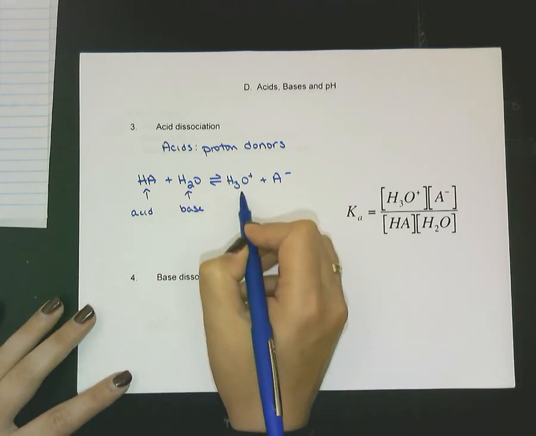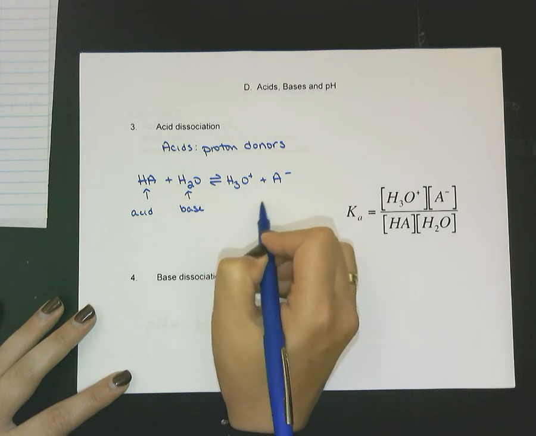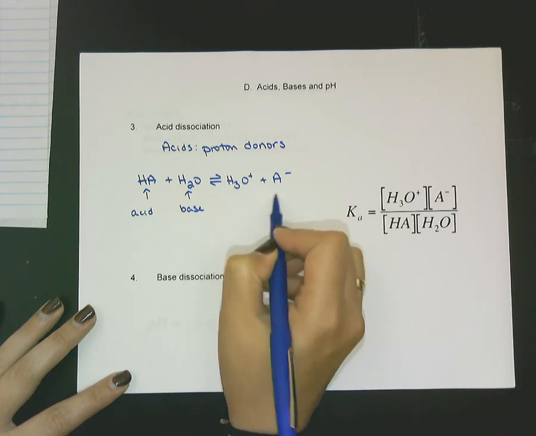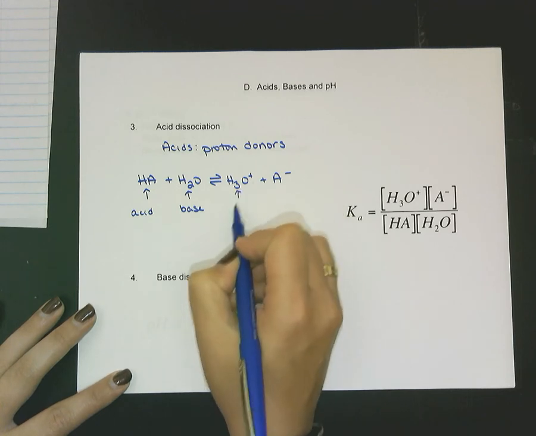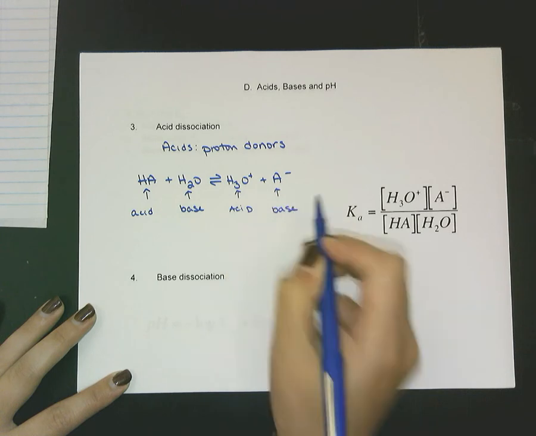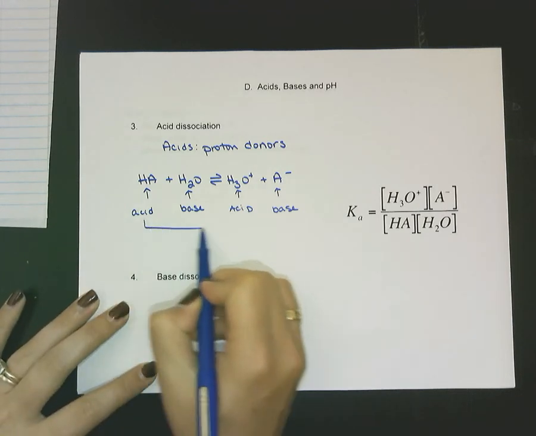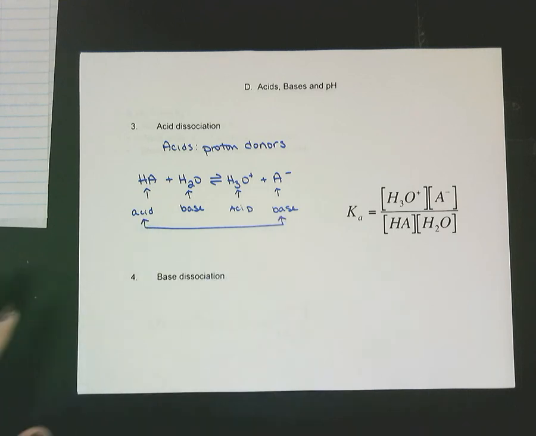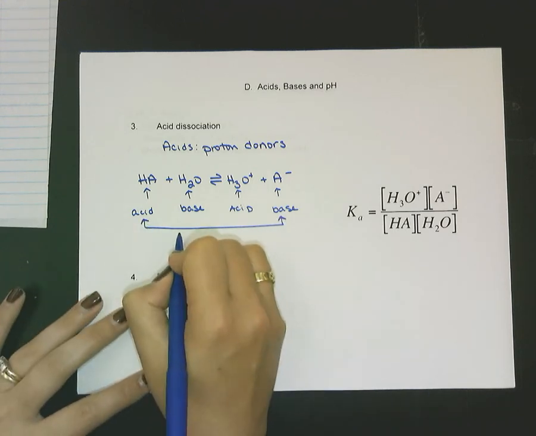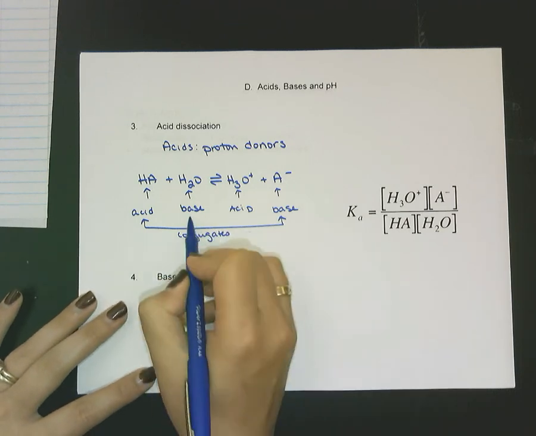Over on this side, which one of these two is acting as the acid? Which one of these can give away a proton? Hydronium or A-? Okay. All right, so for acid-base chemistry, there's always an acid and a base on the left, an acid and a base on the right. What relationship do these two have? They are conjugates of each other. And the same for this.